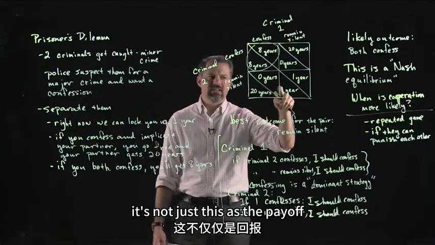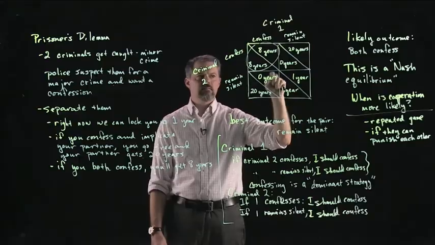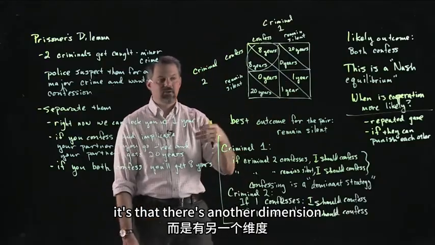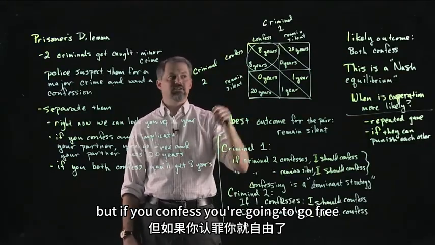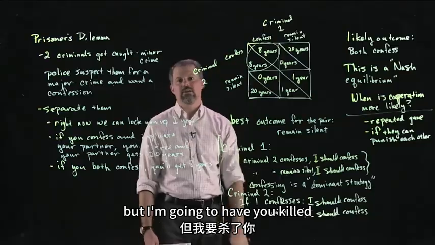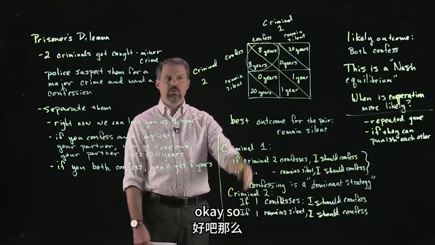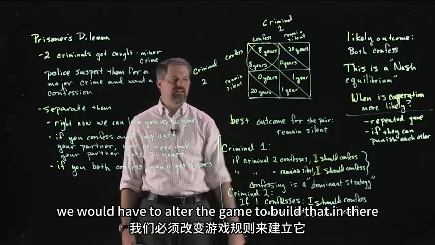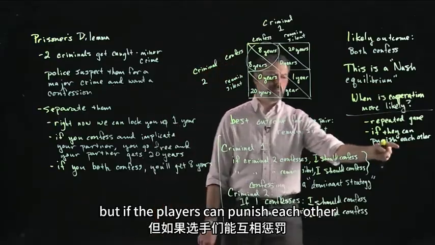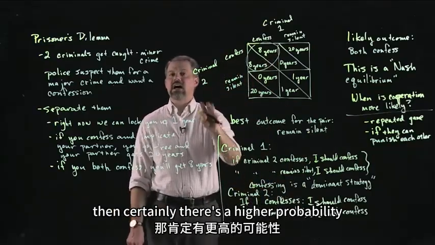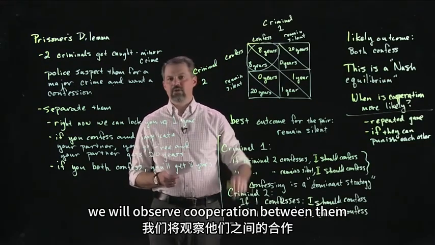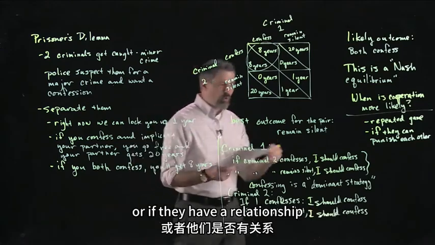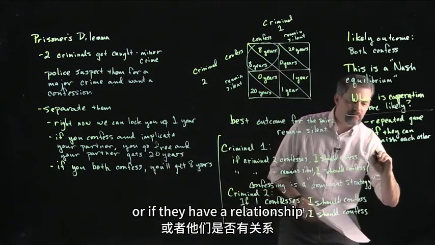It's not just this as the payoff. It's that there's another dimension. It's 1 year in prison, but if you confess, you're going to go free, but I'm going to have you killed. Okay, so we would have to alter the game to build that in there. But if the players can punish each other, then certainly there's a higher probability that we will observe cooperation between them. Or if they have a relationship.